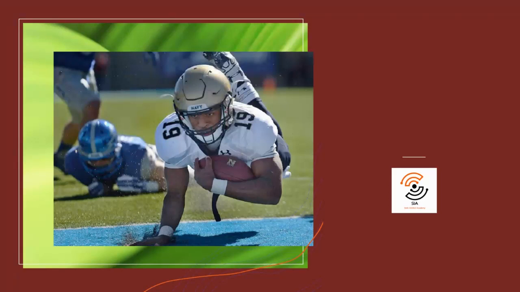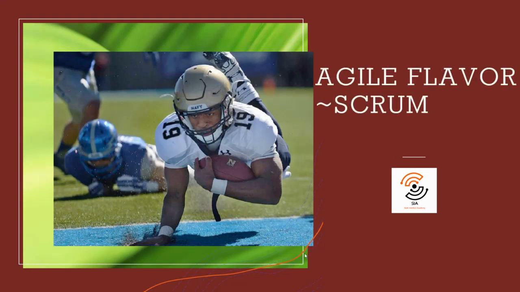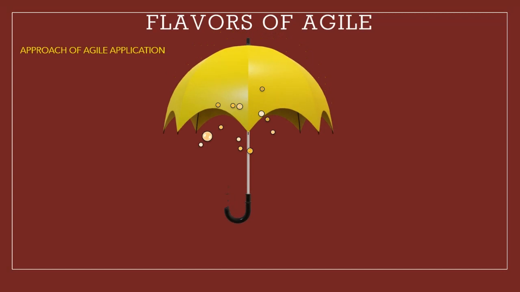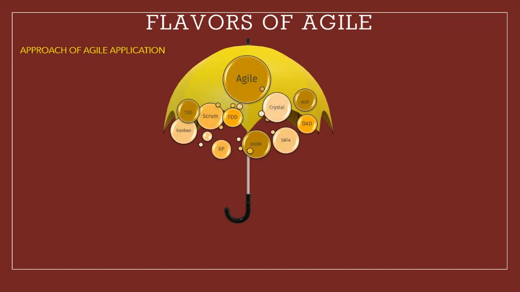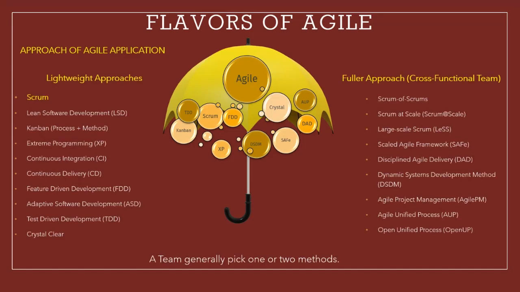Today, we shall deep dive on one of the agile flavors called Scrum. Scrum had its evolution through software development needs. Its ideology is used to solve complex problems while delivering valuable products. Scrum is a lightweight framework that helps people, teams, and organizations generate value through adaptive solutions for complex problems.